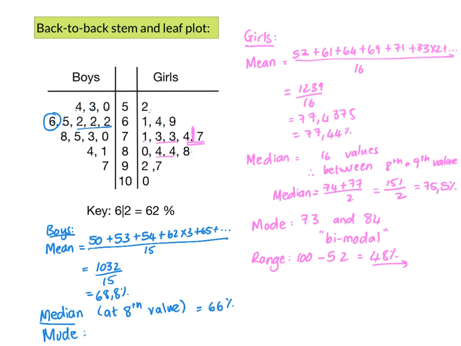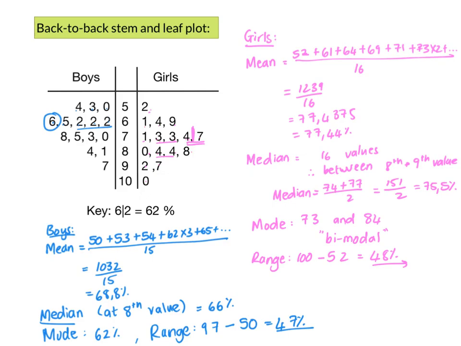Next, let's look at the mode. You can see that the mode is 62%. Finally, let's discuss the range. The range will be the largest value minus the smallest value, and so I get 47%.